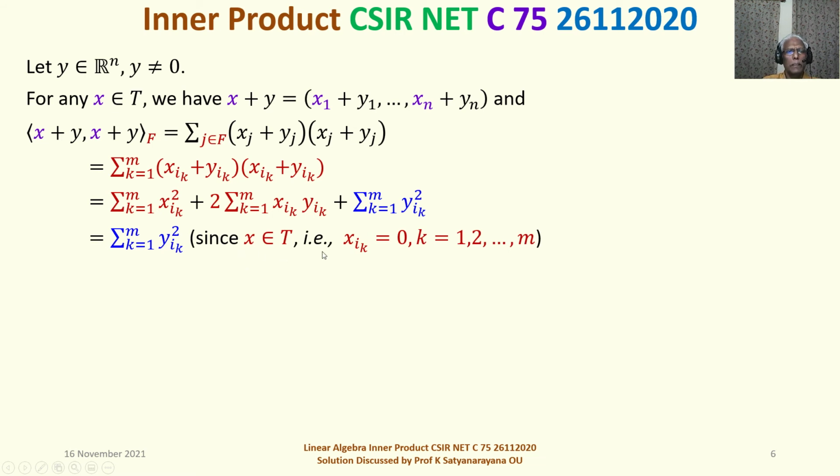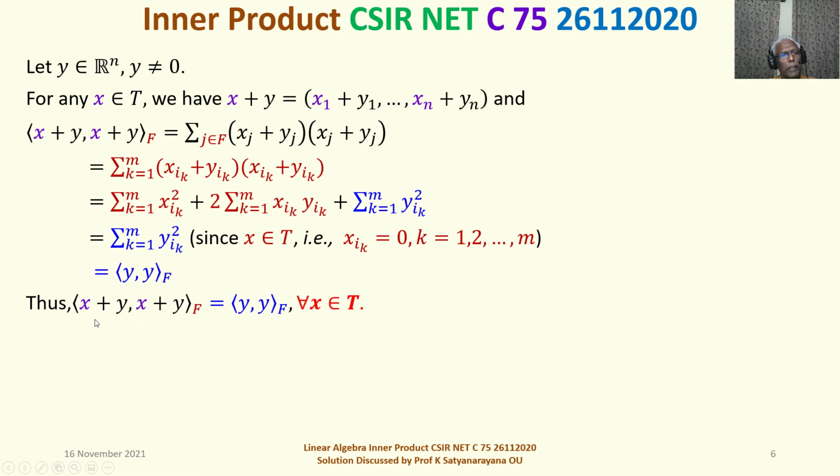Since x belongs to T, that means x_{ik} is 0 for k = 1 to m. So it is the sum for k = 1 to m of y_{ik} squared, which is the inner product of y with y over F. Here the inner product is taken over F, for any x belonging to T. Thus, the inner product of x plus y with itself over F is the inner product of y with y over F, and this is true for all x belonging to T. The outcome, the inner product of y, y over F, does not depend on x.